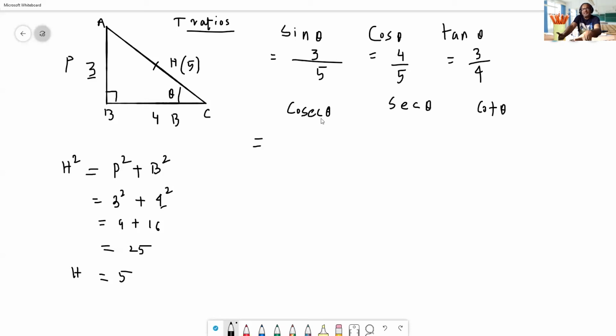Reciprocal of sine theta is cosec theta, which is nothing but 5 by 3. Just make it reciprocal of sine theta. Sec theta is 5 by 4, and the value of the cot theta is 4 by 3. So we are just reciprocating these all three to get this cosec theta, sec theta, and cot theta.